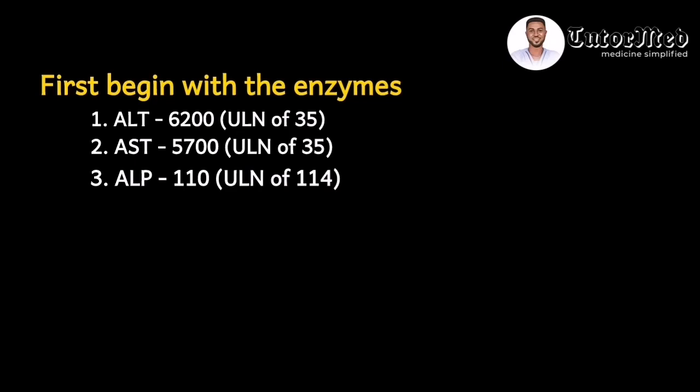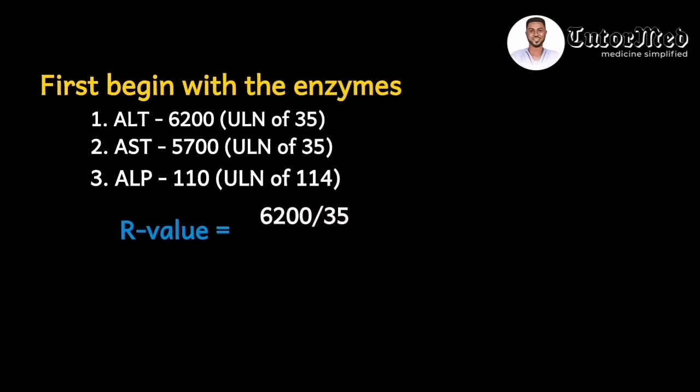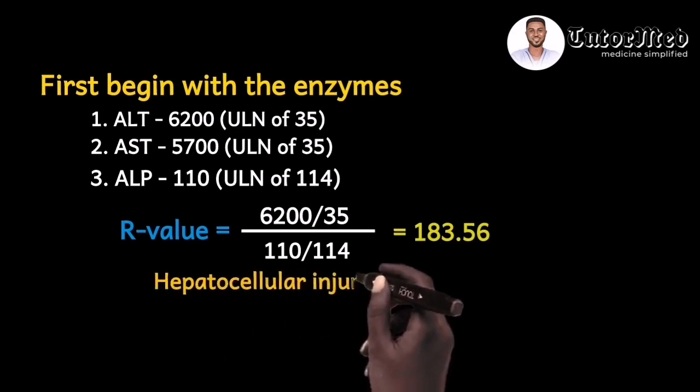So we need to determine if she has a hepatocellular injury or a cholestatic injury pattern. To determine that, we use the R value. The R value is equal to ALT value, which is 6,200 over its upper normal limit, which is 35, all over the ALP value, which is 110 over its upper normal limit, which is 114. And when we compute this, it comes to 183.56. And since the R value is more than 5, it suggests a hepatocellular injury pattern.